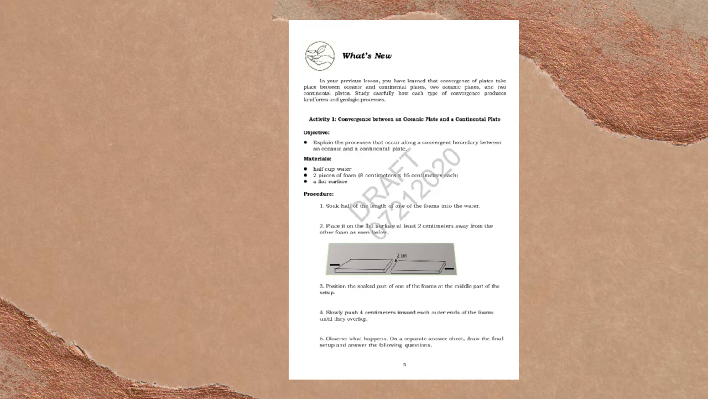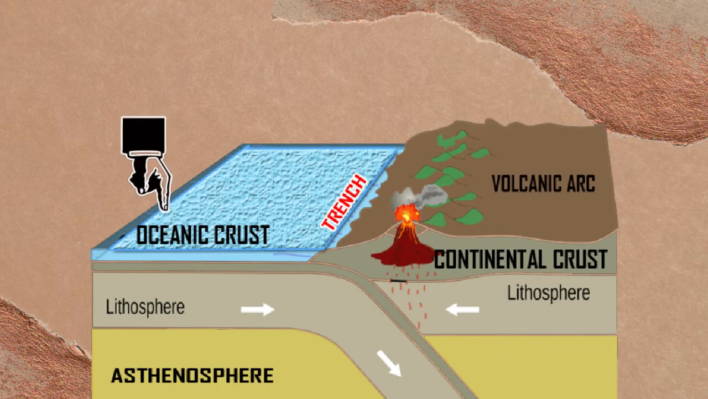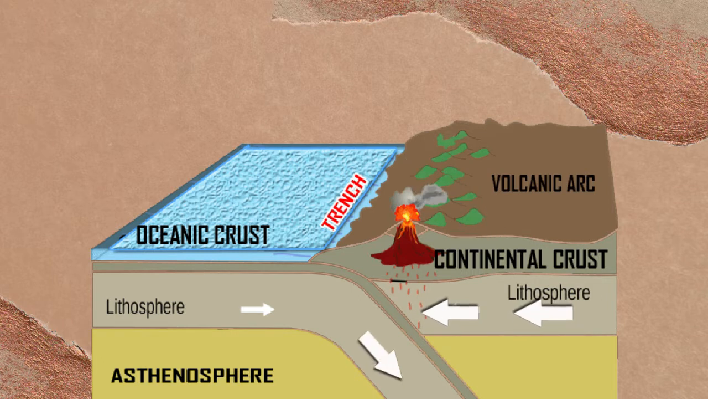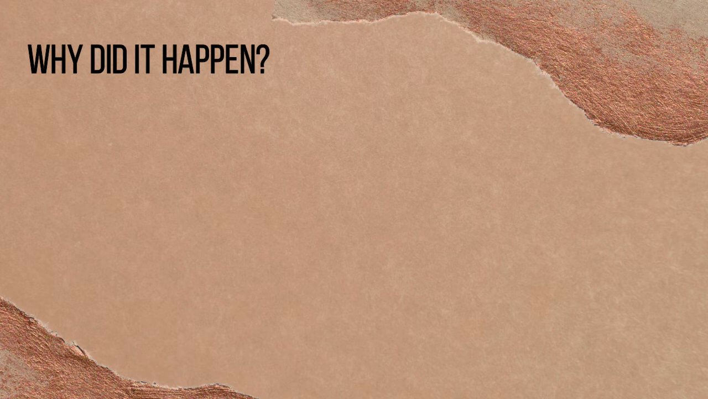The foam that was half soaked in water represented the oceanic plates, while the foam that was not soaked in water represented the continental plates. As you push the two foams towards each other, or as they converge, the wet foam is forced down while the dry foam curves upward. Why did it happen? Can you tell?